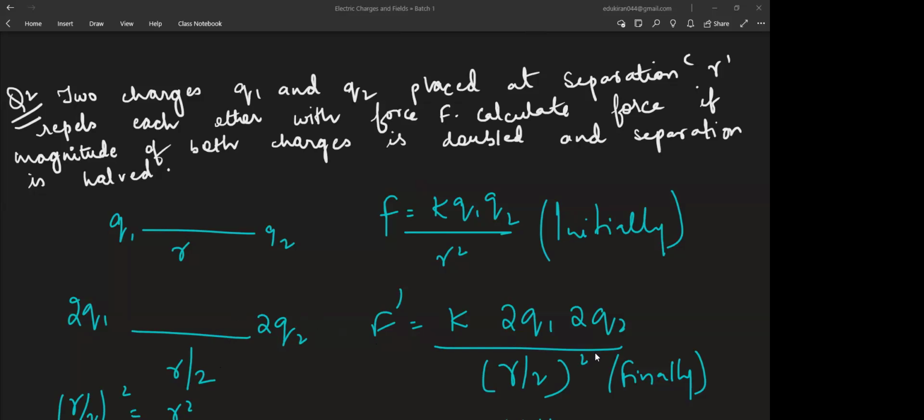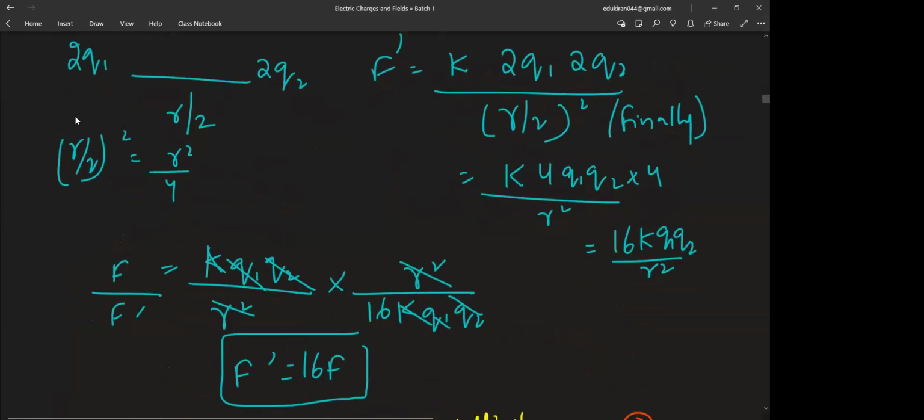So when you square this up, 2Q1, 2Q2 by R by 2 whole square, 2 into 2, this is already 4. So Rafia, which you are answering, this 4 is also present, no? R by 2 whole square. So 2 square is what? 2 square is 4. So this 4 will go up also, right? So this is the initial case, this is the final case. Now R by 2 whole square is R square by 4.